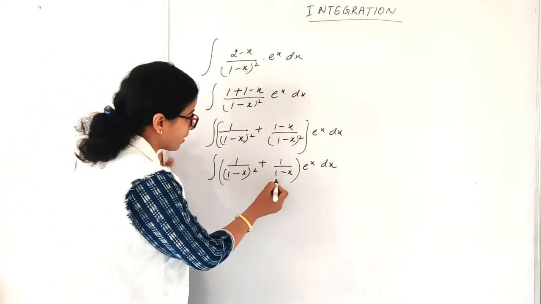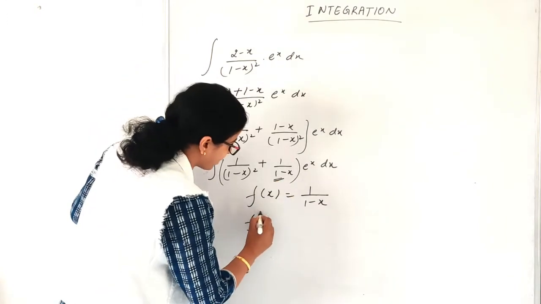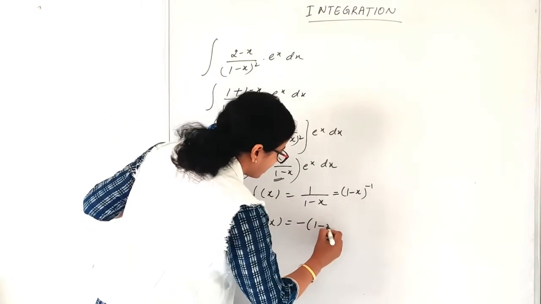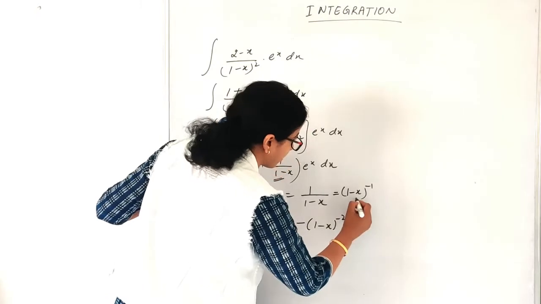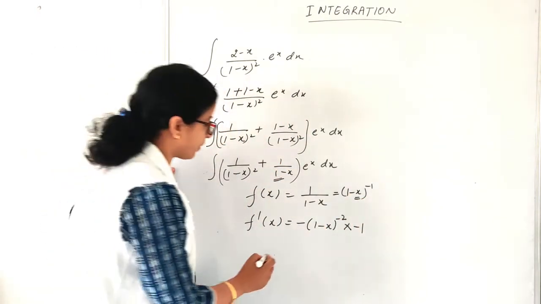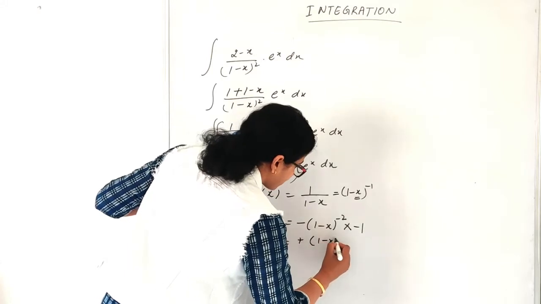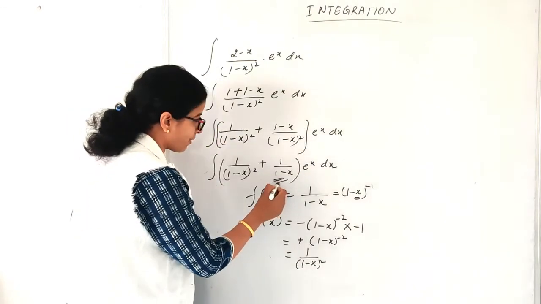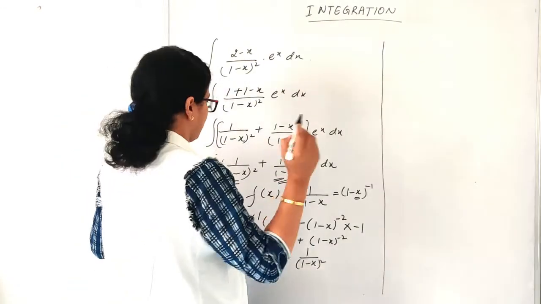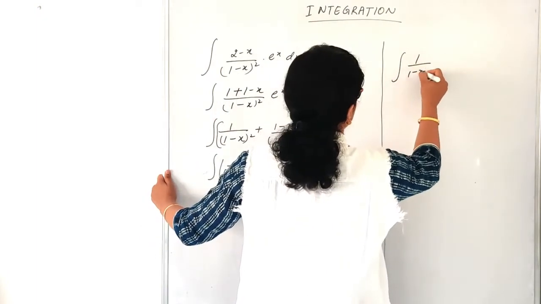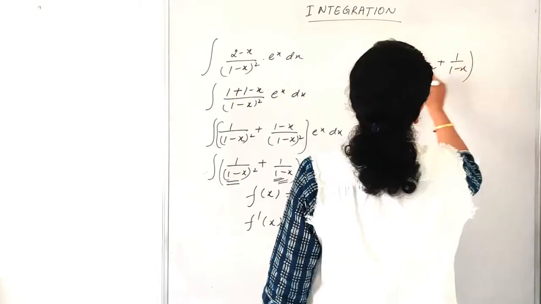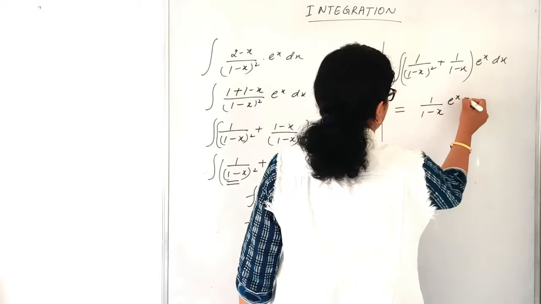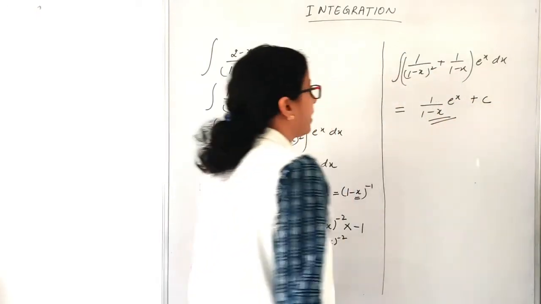So now let us check, if I take this as f(x), what will be my f'(x)? So this can be written as, right? Now minus 1 minus x to the power minus 2 into minus 1, because the coefficient of x is minus 1, right? So what I am getting here, plus (1 minus x) to the power minus 2, or I can write this as 1 upon (1 minus x) whole square. So this is my f(x) and this is my f'(x), okay? So in that case, the integration of 1 upon (1 minus x) whole square plus 1 upon (1 minus x) times e to the power x dx equals 1 upon (1 minus x) e to the power x plus c. So this is my required integral of this.